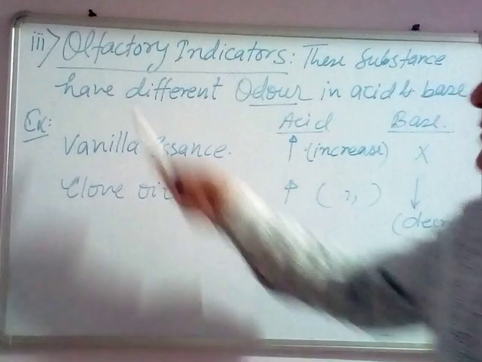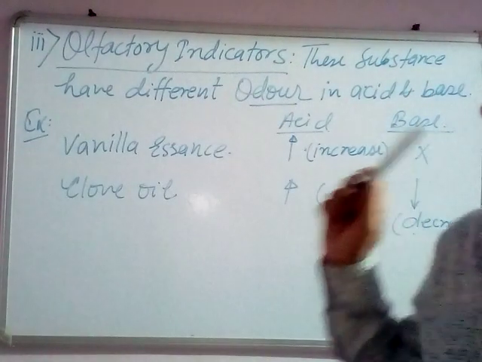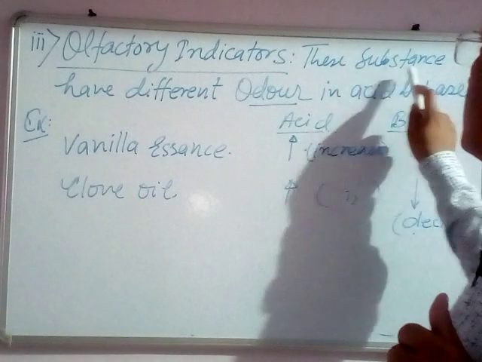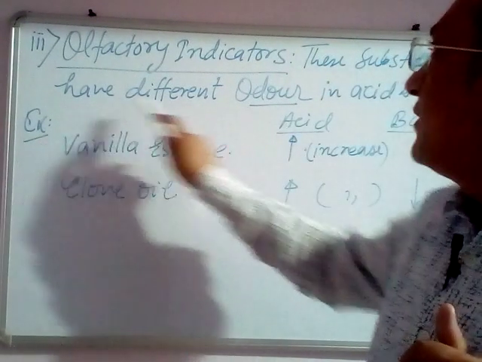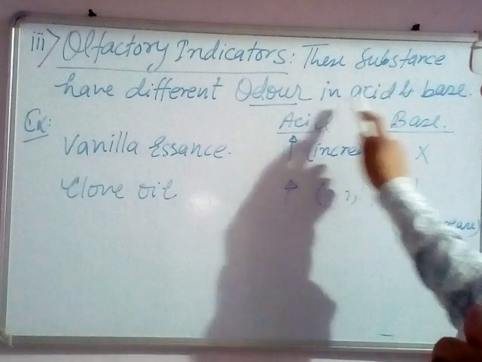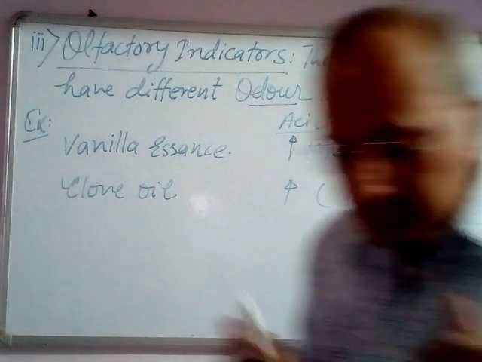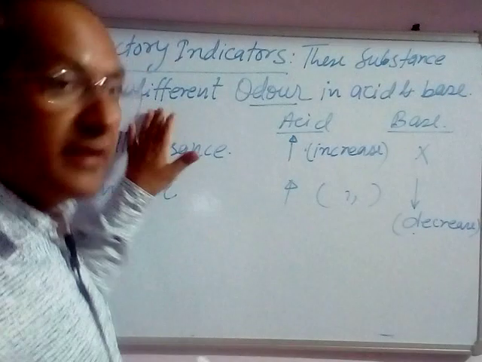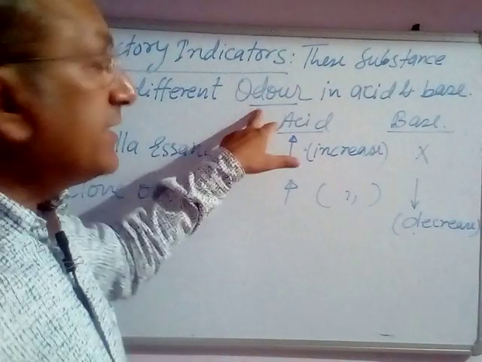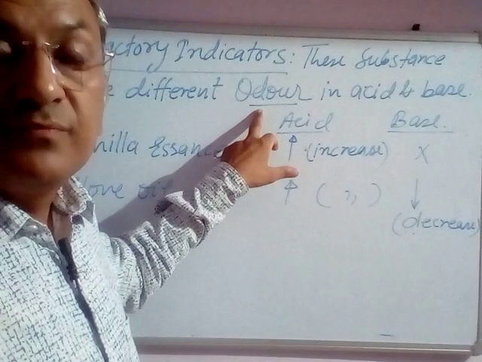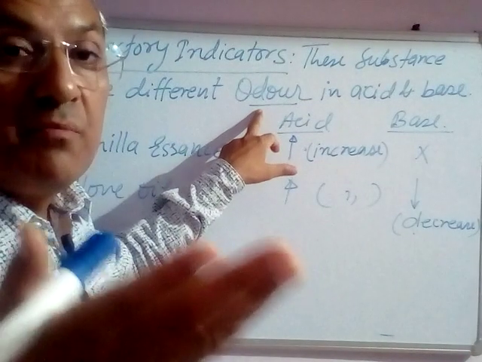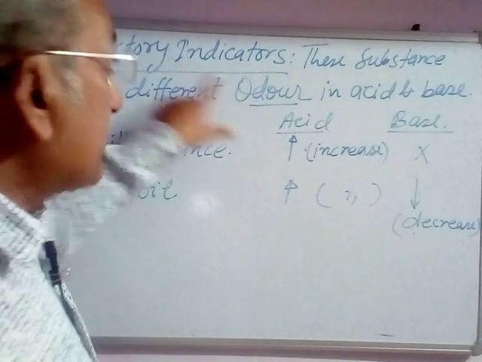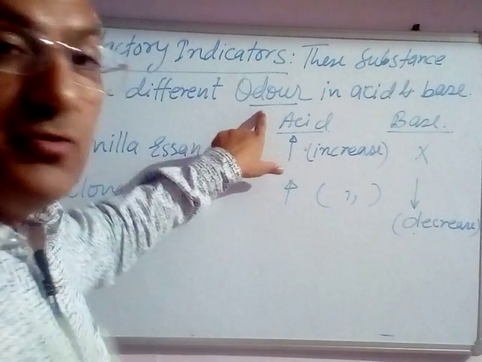Now olfactory indicators. So what are olfactory indicators? These substances have a different odor in acid and base. When we apply olfactory indicators, they indicate through odor, which we call smell, fragrance. Olfactory indicators are identified by odor.